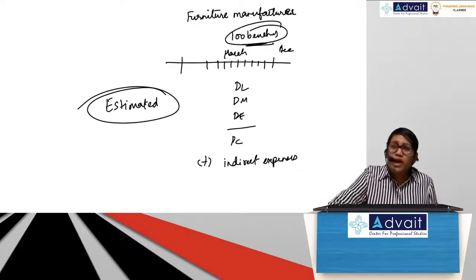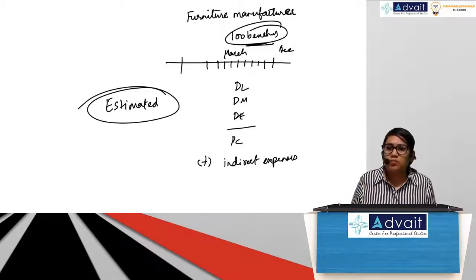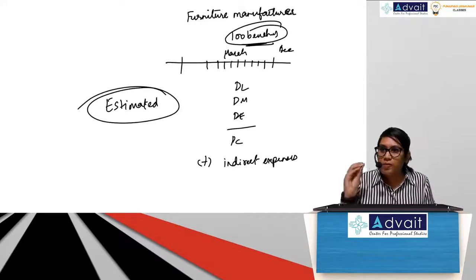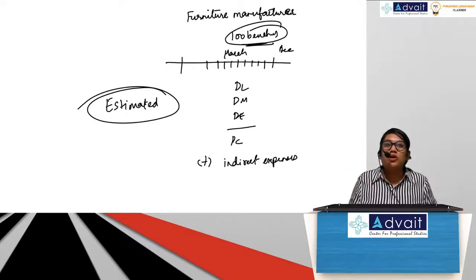So all your indirect expenses will be estimated. Always. They will never be actuals. They will be estimated. So now in this chapter, we are going to estimate.